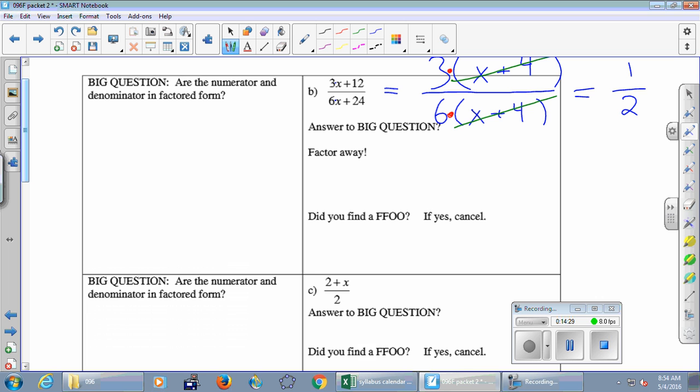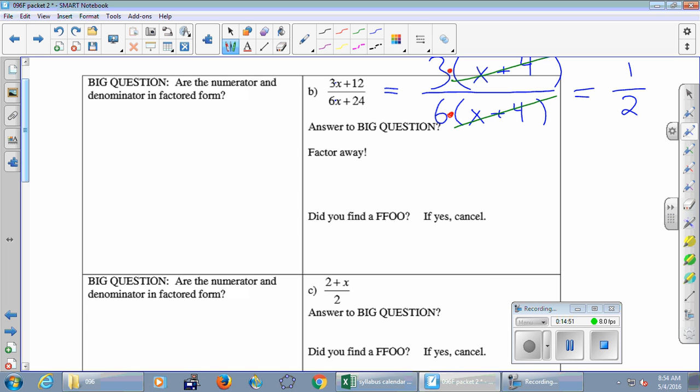Okay, next one in the table here. Part C, 2 plus x divided by 2. If you see something that you feel like you can cancel, go ahead and cross it off and write down your answer. This one's quick, right? There's not much to do here. So whatever you can do, do it, and then write down your answer.